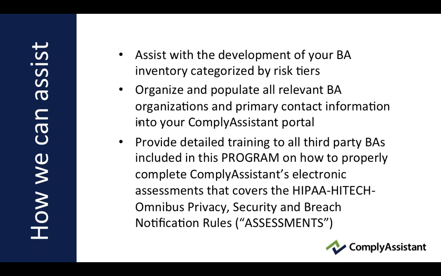So how can we assist in other areas when it comes to service? Well, we can help you develop your inventory of BAs if it hasn't been done already. We can help you to do it by risk tiers. We can help you organize and populate all of your relevant BA organizational and primary contact information into our portal. This information is being used by the OCR when they request information from CEs regarding their BAs. So we have developed it to match the information that the OCR is asking for.